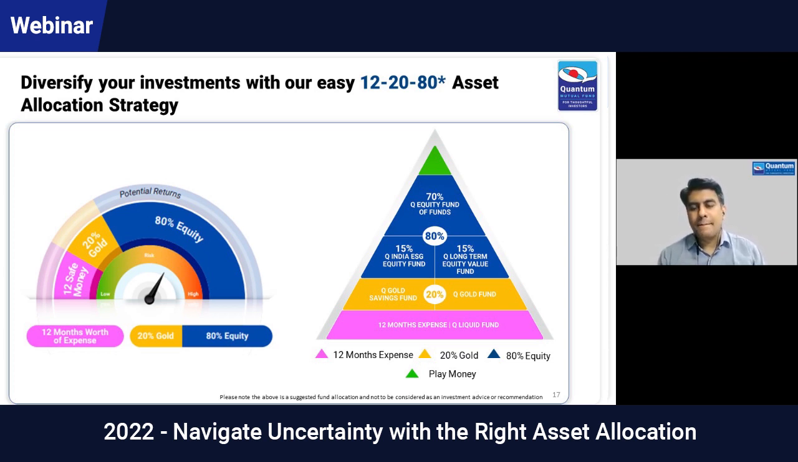Yeah. Chirag, can you just reiterate our strategy on 12, 20, 80? Because in the chat box, I can see people would like to see the percentage allocation into each fund.